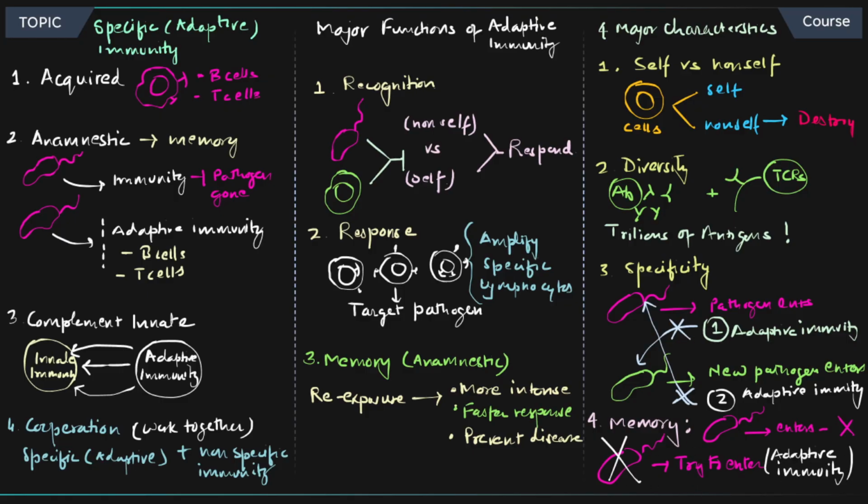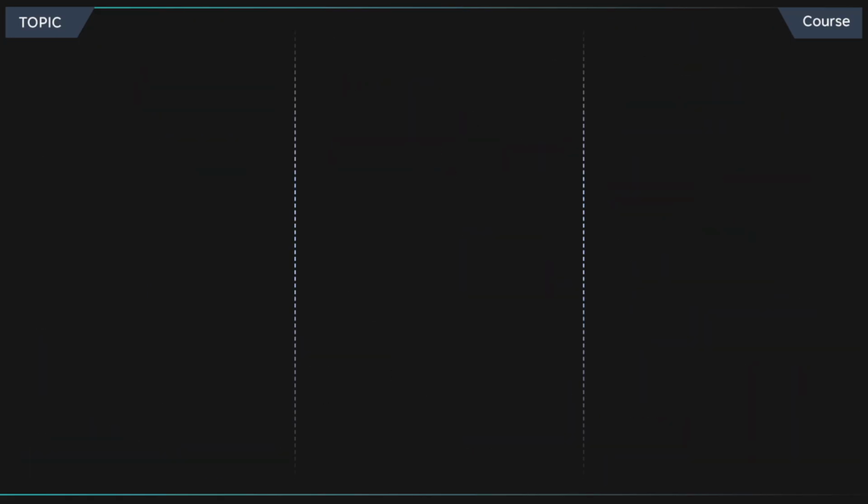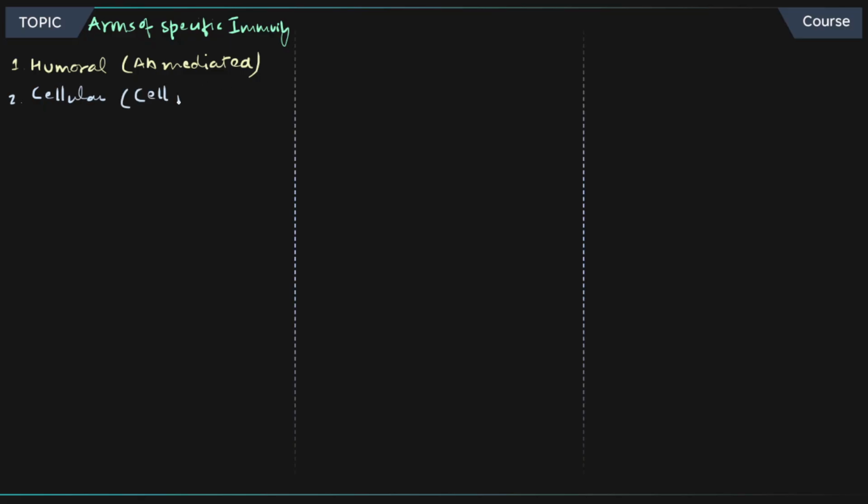Okay, let's move to the next one, which is the arms of our adaptive immunity, or specific immunity, right? Arms of the specific immunity, very, very important. First one is humoral. Humoral is linked with the antibody associated response. Humoral, antibody mediated. Second, cellular, cell mediated, right?